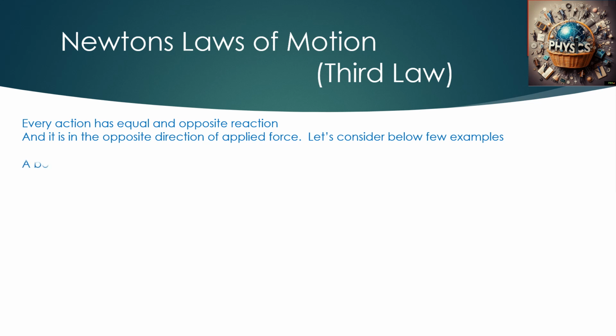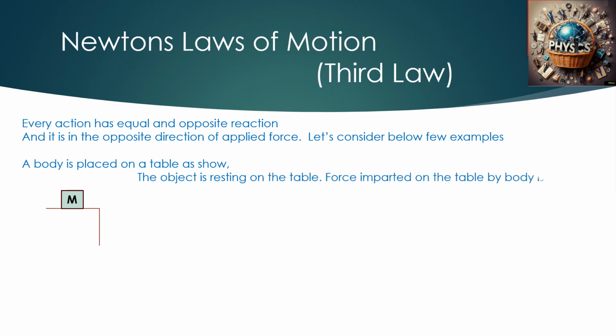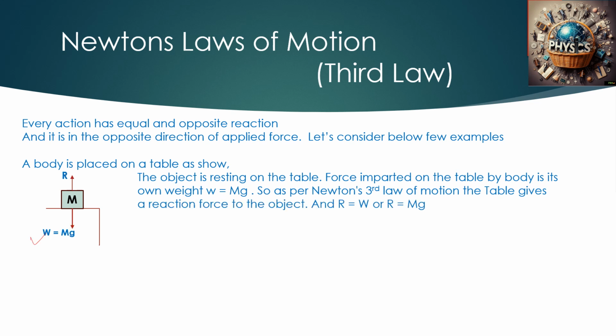Let's consider some examples. The body is placed on a table as shown below, and the body will have its own weight mg, which will be acting downward like this. Since it is on top of the table, the table will also give a reaction force R in the opposite direction. As per Newton's law of motion, since the body is at rest, the total reaction force on the body R will be equal to the weight of the body, or R is equal to mg.